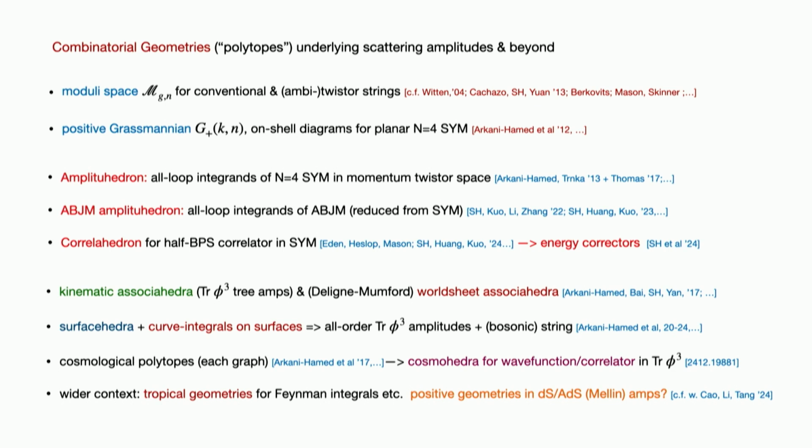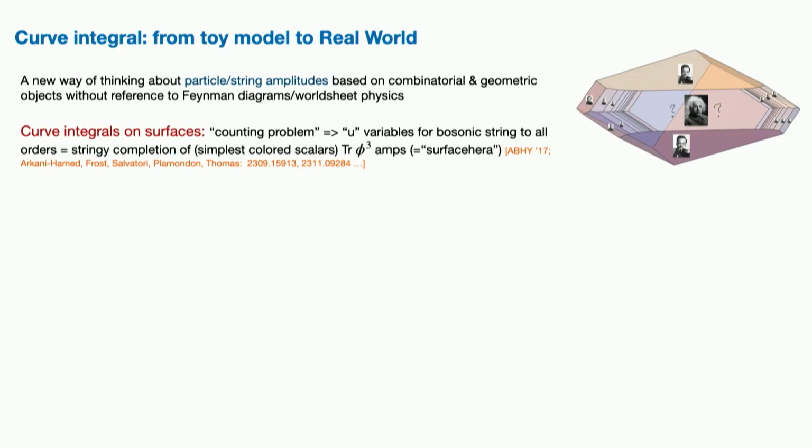There are, of course, other extensions to cosmological backgrounds. There's the very recent work on the cosmohedron for the wavefunction of the universe in this Tr phi cubed theory, which gives you some polytope for cosmological observables. And I'd like to point out this viewpoint is very useful for studying finite integrals, even for studying things like Mellin amplitudes in de Sitter and so on. There are some new positive geometries waiting to be explored there.